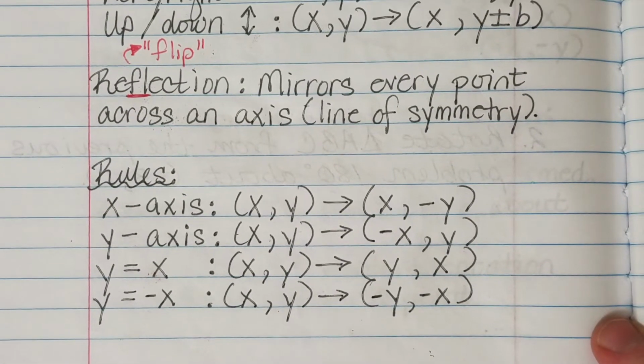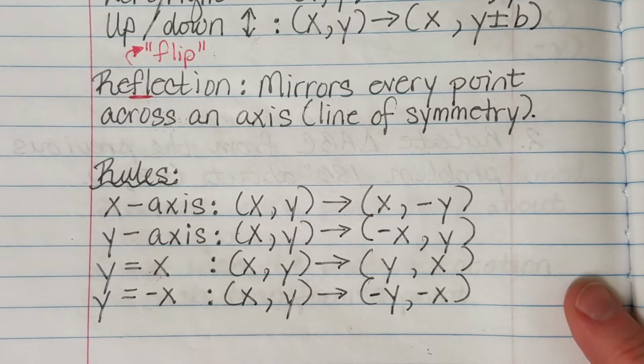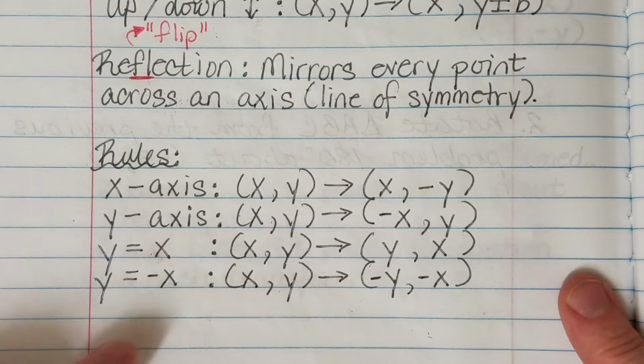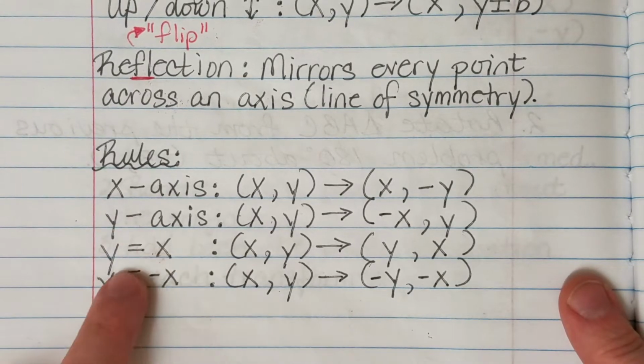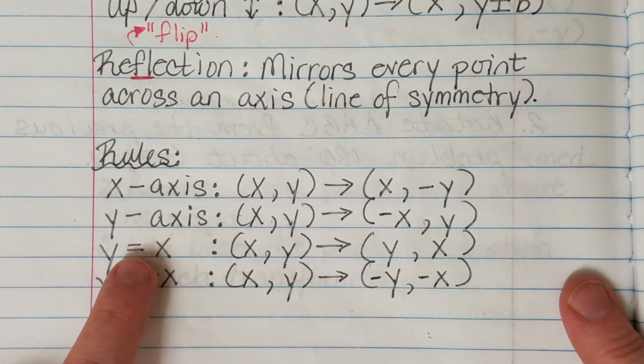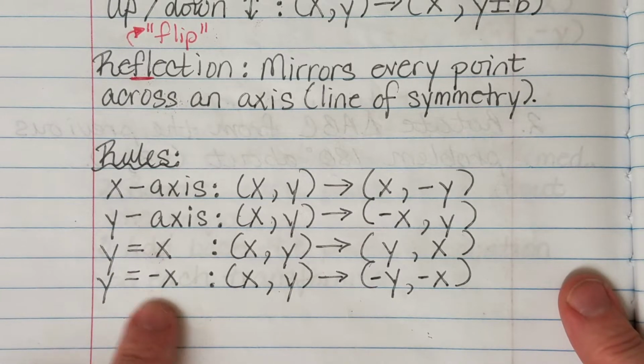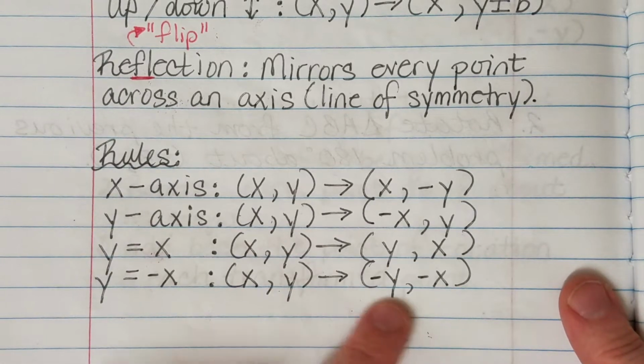In this video, we're going to finish talking about reflections. We're going to focus on reflections over diagonal lines that have a slope of either 1 or -1. So the two diagonal lines that you're most likely going to have to reflect a figure across are going to be y equals x or y equals -x. And their rules are very similar and very simple.